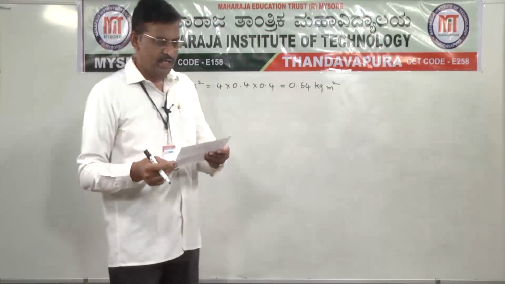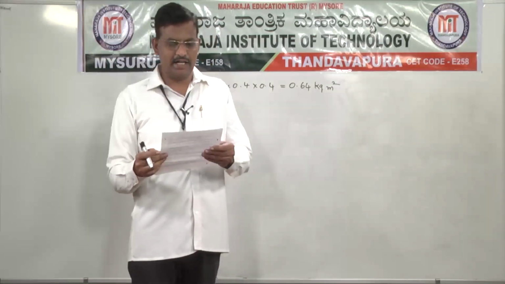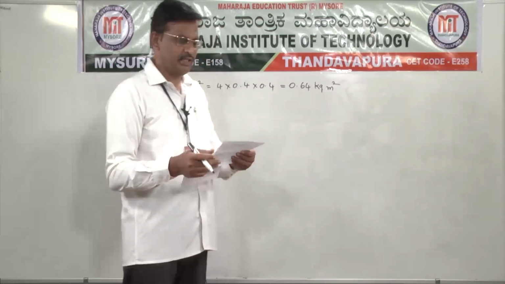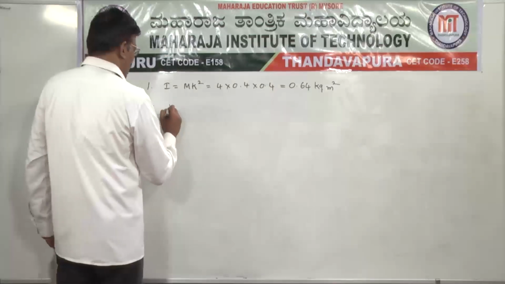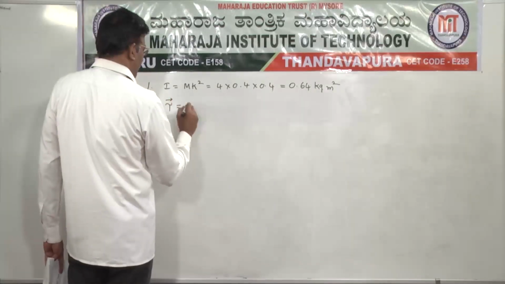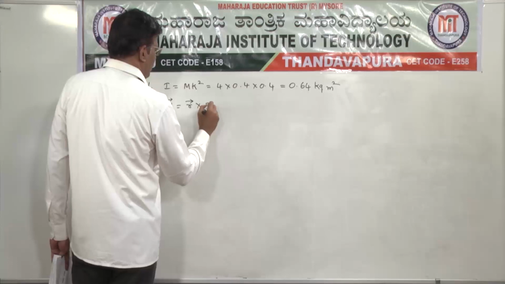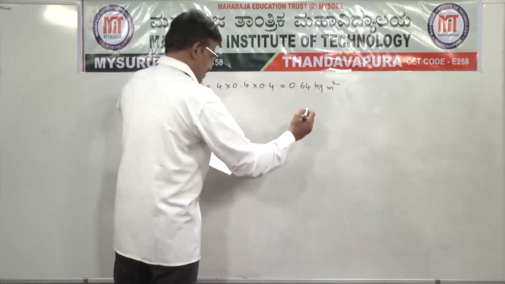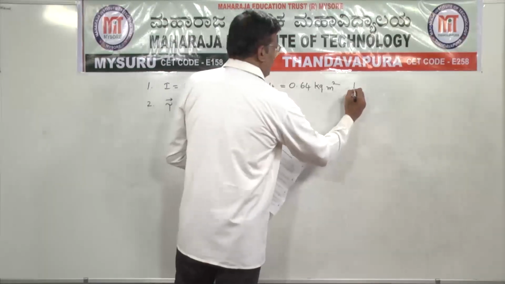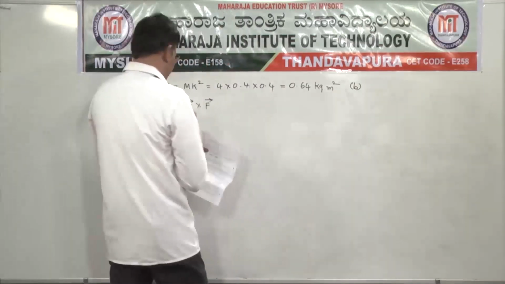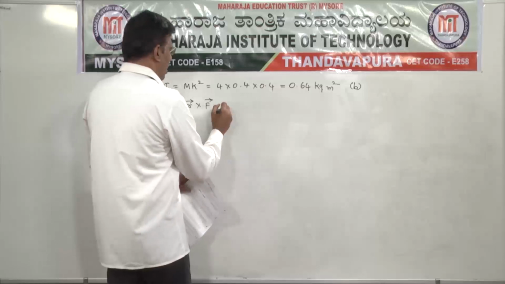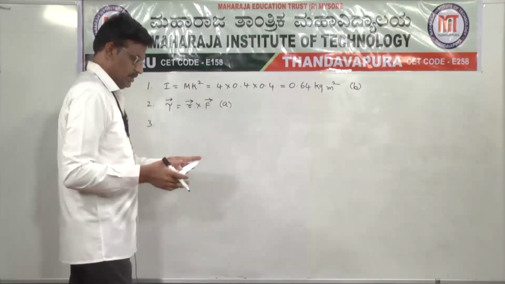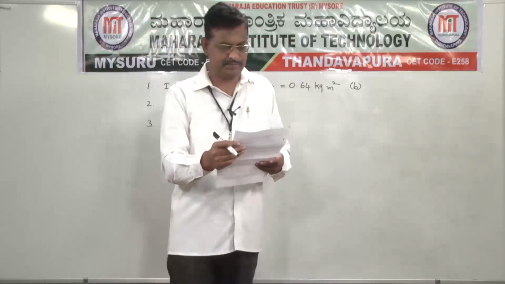Next, second question, a force F bar is acting on a particle of position vector r bar. The torque tau bar can be written as r bar cross F bar. So for the first question, option B is the right option, and for the second question, option A is the right option. Next, see the third question.